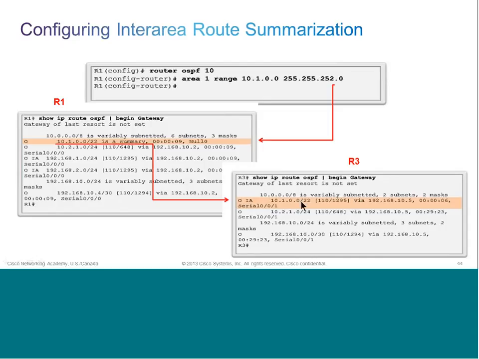If we do not summarize in this particular network, instead of having one route in here, you would have 2 of them that were marked summary routes. And don't forget, those are type 3.